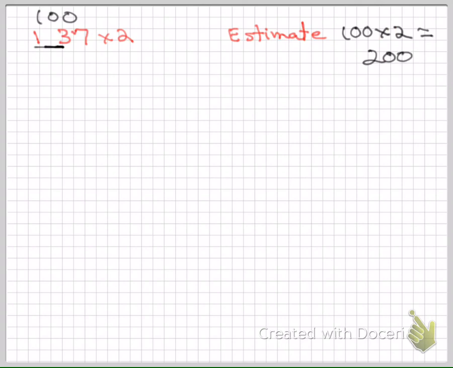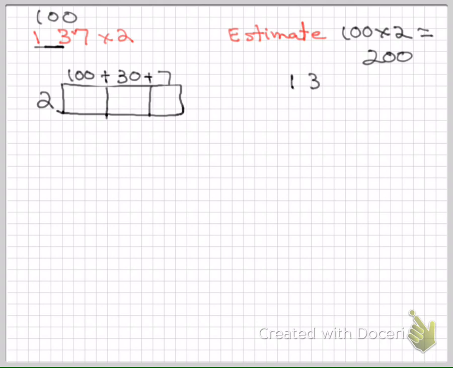Now, we've talked about drawing the box already. You know that the 2 goes on one side, and then you use your expanded notation to break up the 137 to be 100 plus 30 plus 7. Wherever you put the plus signs, you draw your little lines. Okay. Now, when we do it as an algorithm, this is what your problem looks like. 137 times 2.